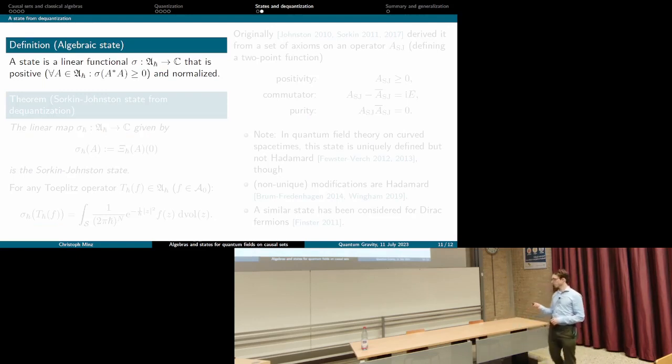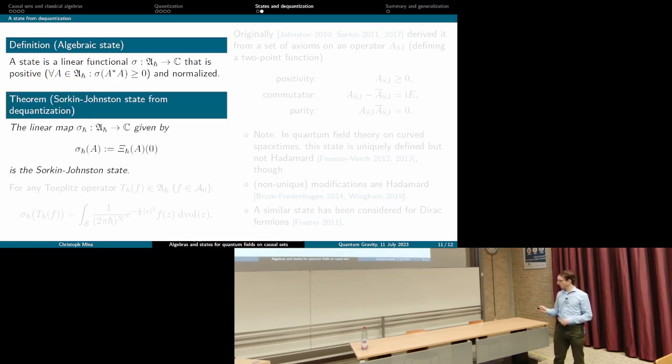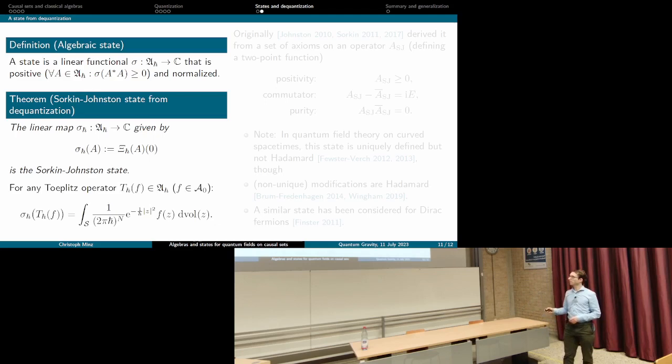So in the algebraic sense, what is a state? Well, a state is a functional that takes in any quantum observable and spits out a complex number. It has to be positive and normalized. And if you do this with this dequantization map that is dual to the Toeplitz quantization map for this finite dimensional setting, in particular for the causal set setting, then what you will find is actually the Sorkin-Johnson state.